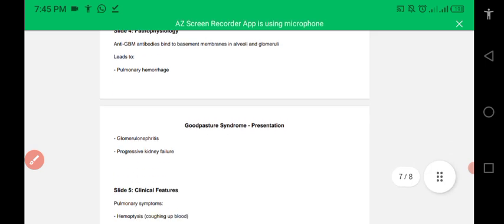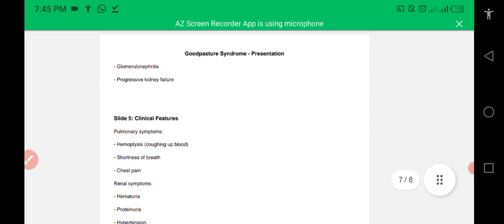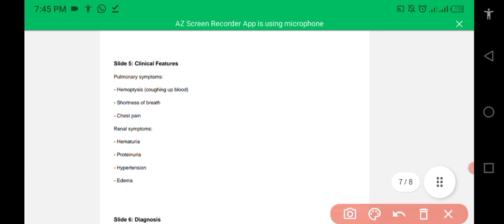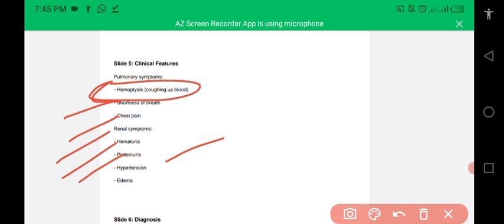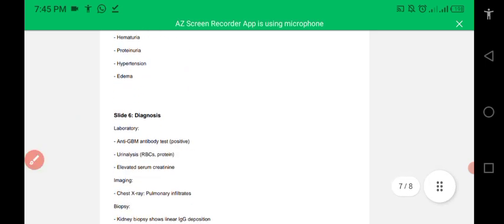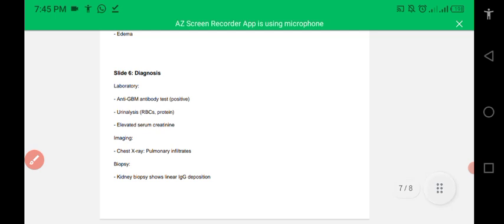Then what happens in Goodpasture syndrome? Clinical features include hemoptysis, blood-streaked sputum, cough, shortness of breath, chest pain, and renal symptoms: hematuria, proteinuria, hypertension, and edema are also present. These are very important features of Goodpasture syndrome.